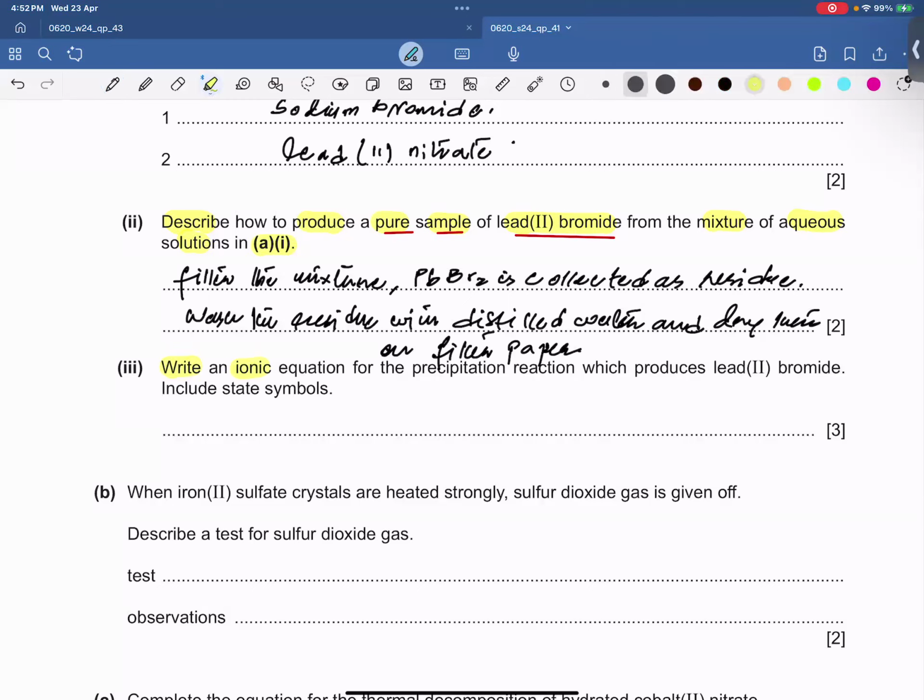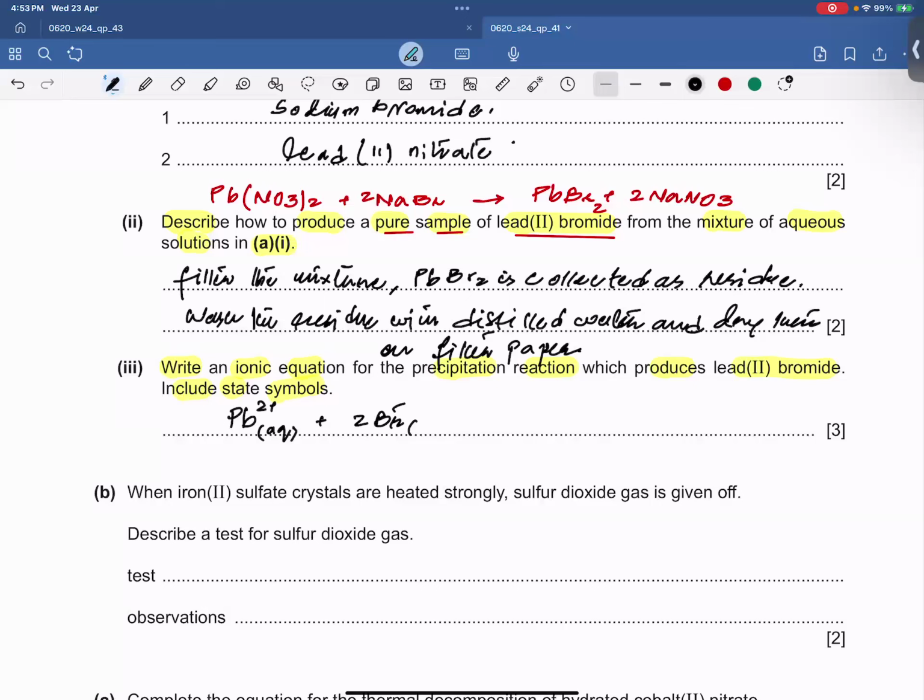Next, write the ionic equation for the precipitation reaction that produces lead(II) bromide, including state symbols. That is the equation. Pb(NO3)2 plus sodium bromide NaBr, arrow PbBr2 plus 2 NaNO3. So to balance the equation, I will put 2 here. Obviously, nitrate ions and sodium ions cancel out with each other. So you will get this final equation. Lead ions (aq), bromide ions (aq), will turn to lead(II) bromide. And since lead(II) bromide is a precipitate, it is solid.